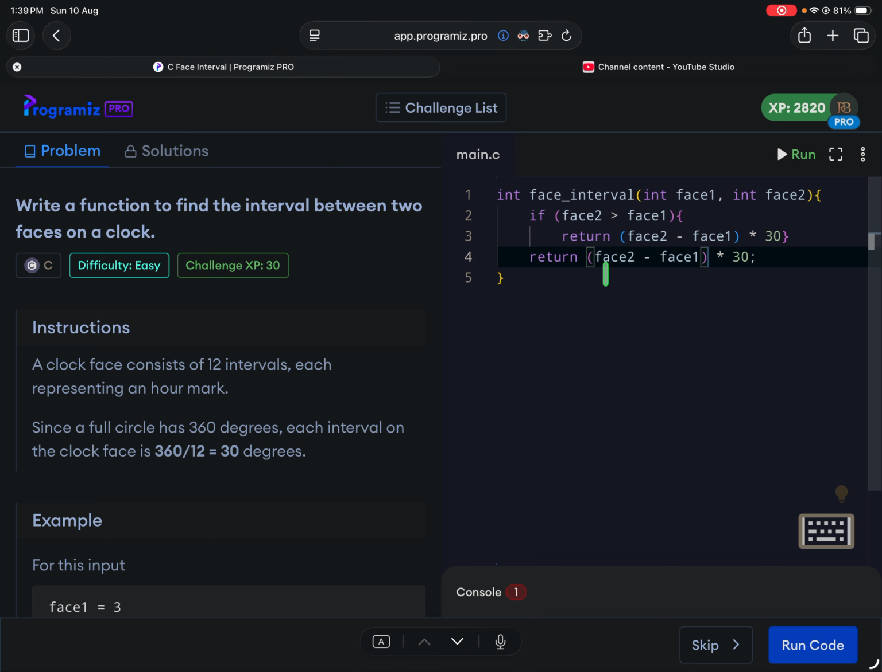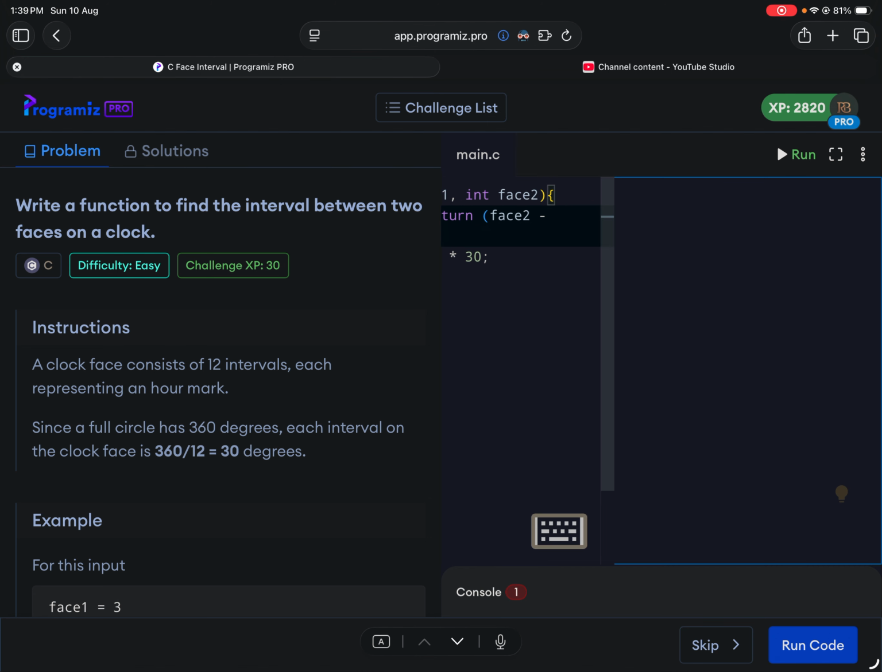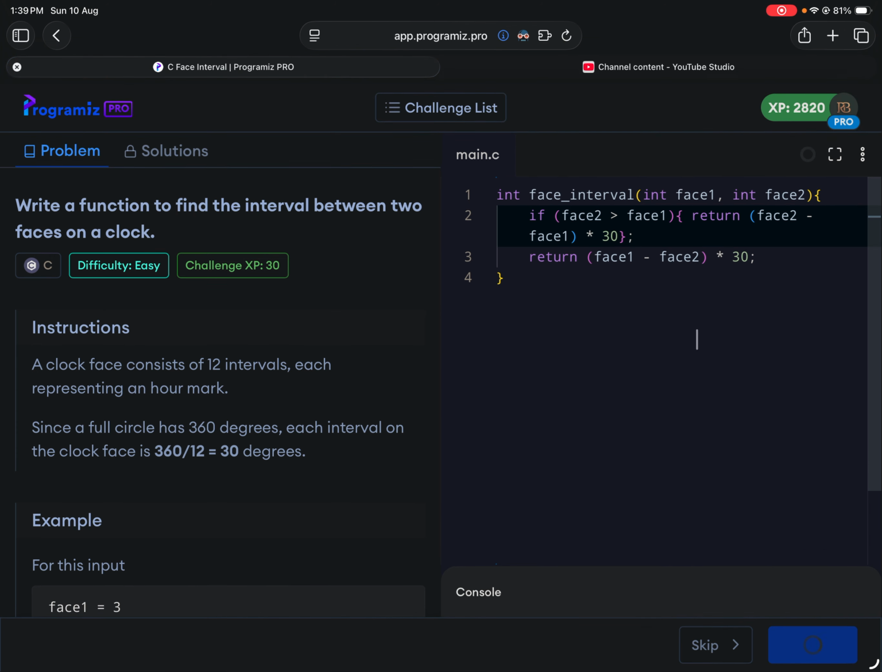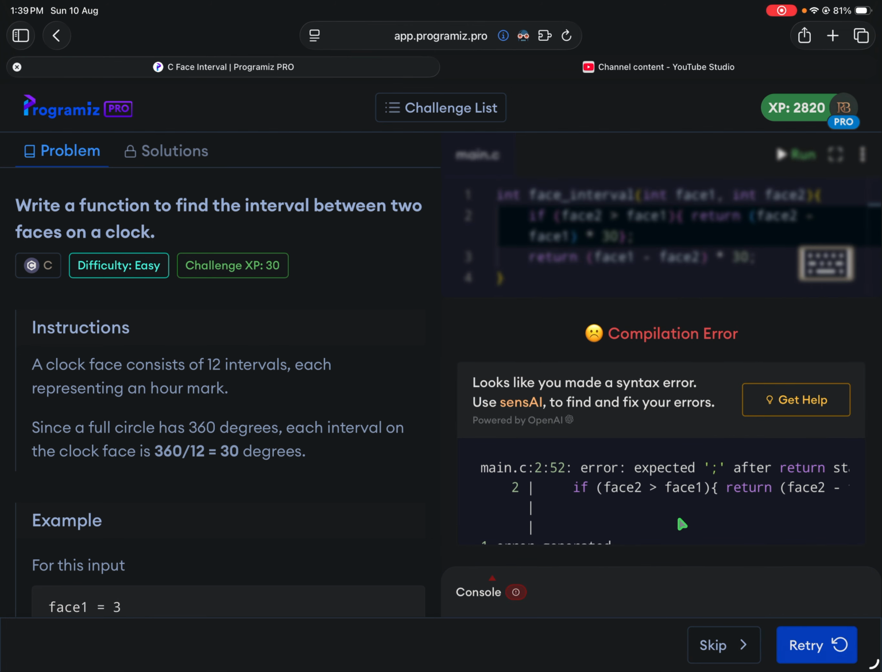Otherwise, we simply do phase 1 minus phase 2, like this. So just trying to make it pretty like this. So hopefully this will work. Let's just run the code. It should work. What happened?